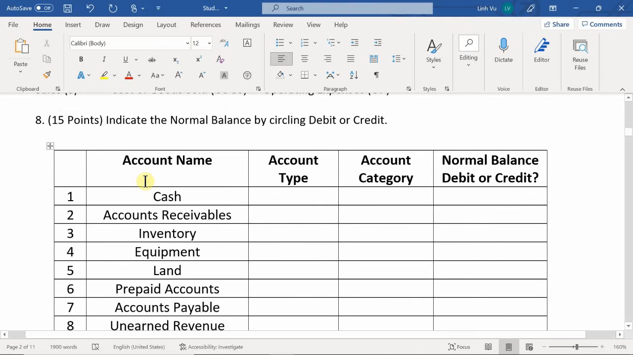Okay, so let's start with the very first one. What is cash? What kind of account type is cash? What was that? It is an asset. What kind of asset?